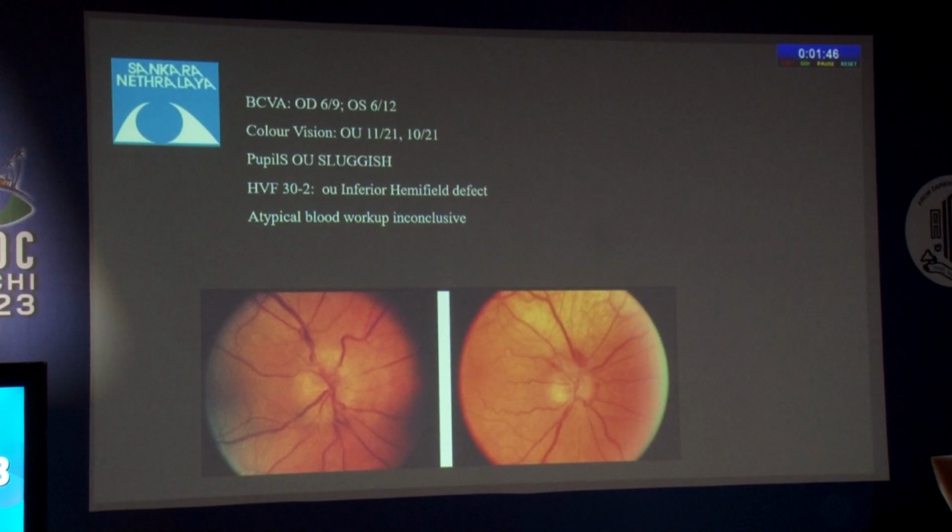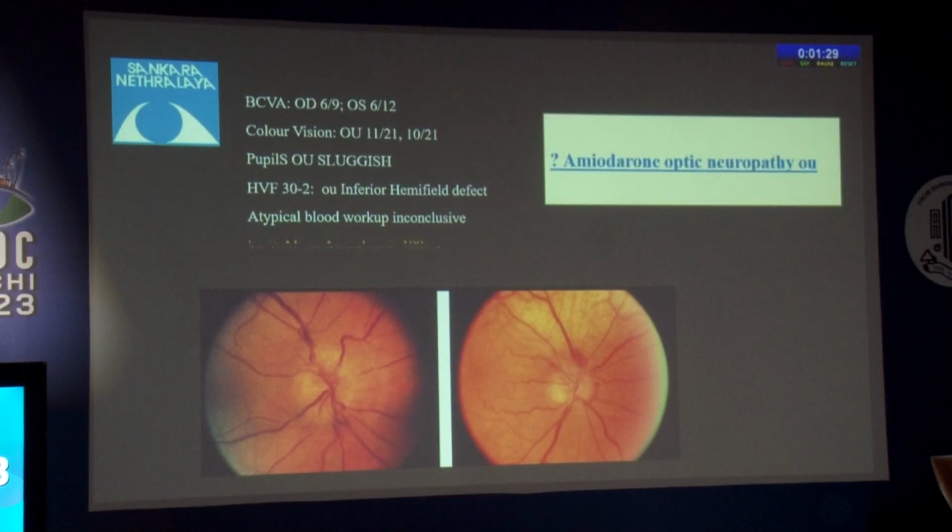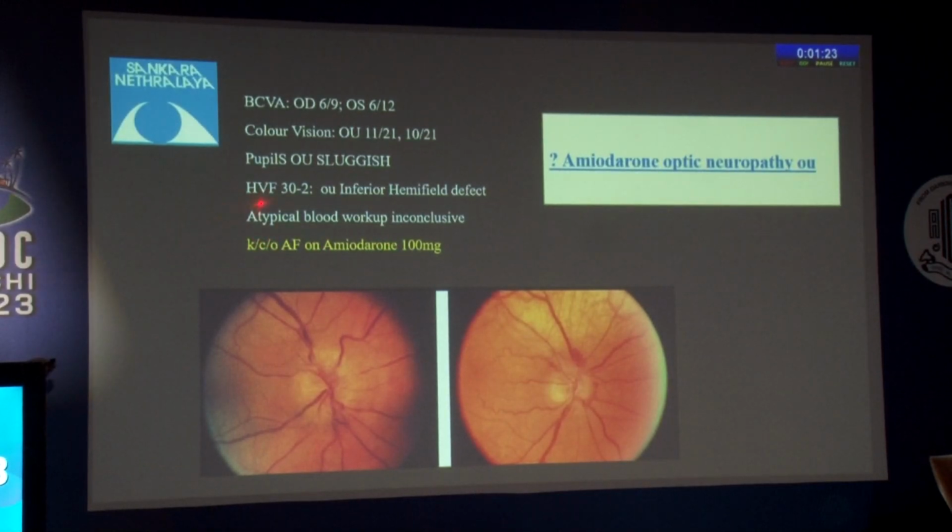So this was the vision, and this is the disc appearance. He came with a left eye presentation, but you could see the right eye is also not normal. He has an inferior defect with a color drop, and the pupil is still sluggish, and he is totally unaware of the right eye. He came only with the left eye. We did a complete atypical workup, and then when we went through the reports, this was the added drug for him in the last 6 months.